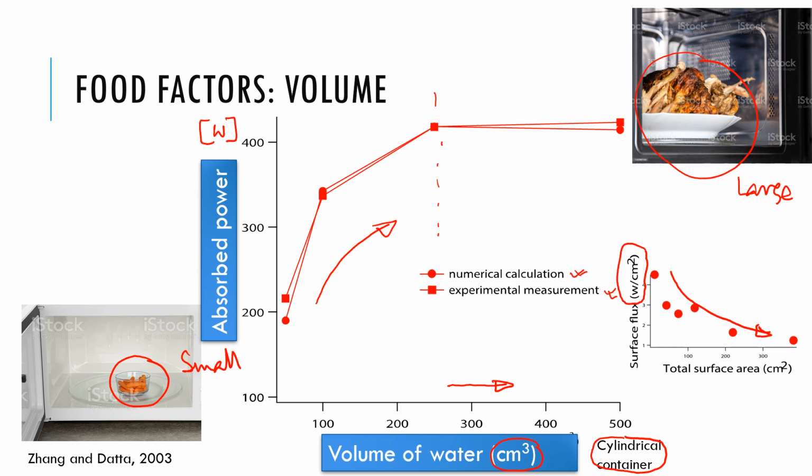By the way, a glass of water, for example, is about 250 cc. So which means this curve shows by the time you're talking about a volume of a glass of water, then the food in this kind of a highly lossy material like water is absorbing the most amount of power that it can.